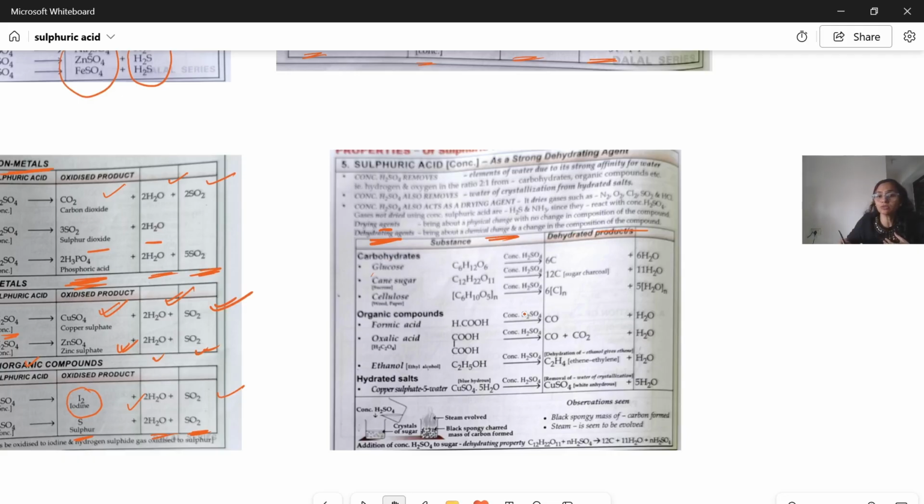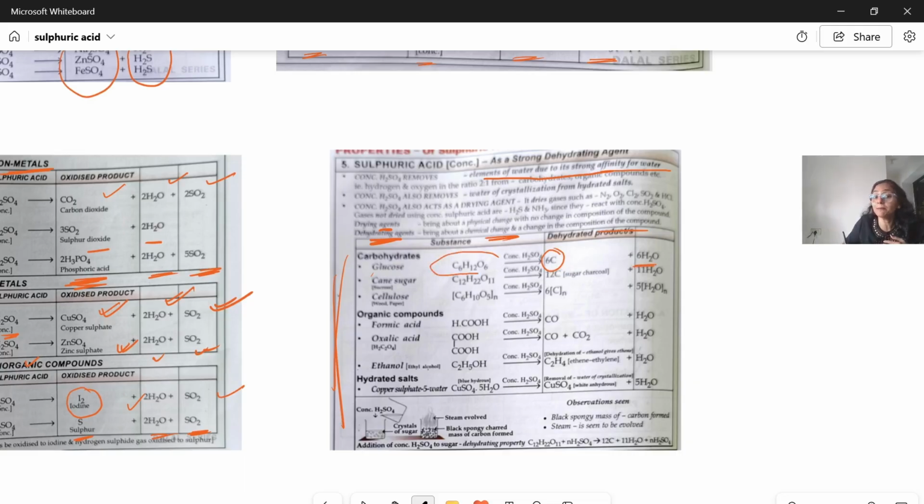Like what? All these reactions that we are seeing are dehydrating agent reactions. It removes the elements of water. Like how? If you see over here, it removes elements of water due to its strong affinity for water. Look, the glucose formula is C6H12O6. There is no water actually here. But in the presence of concentrated H2SO4, it loses water, and only carbon is left, and it loses 6 molecules of water.